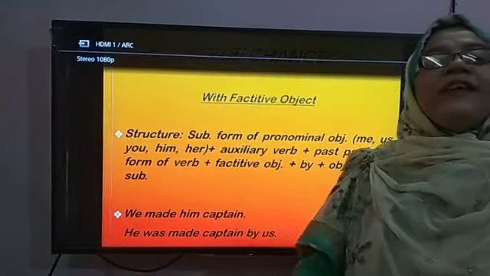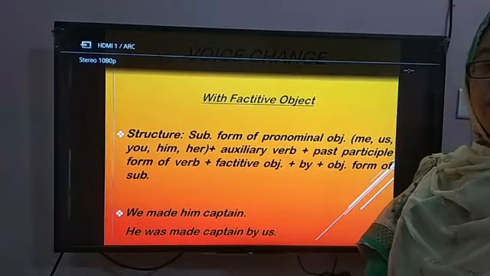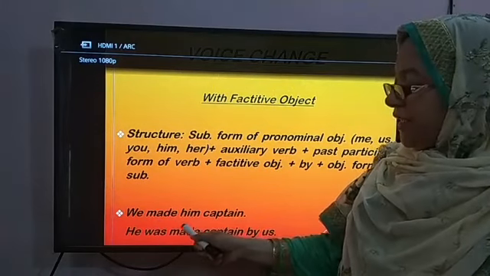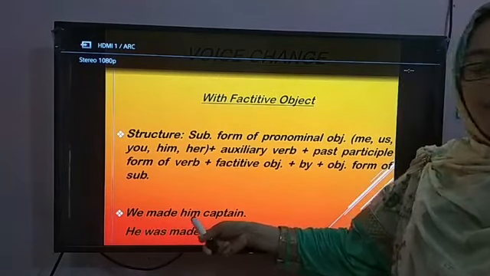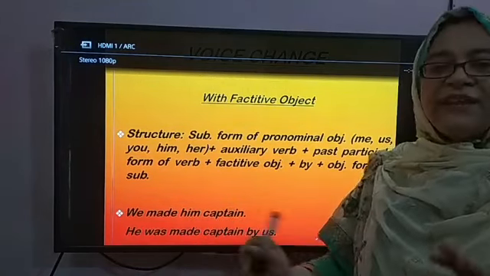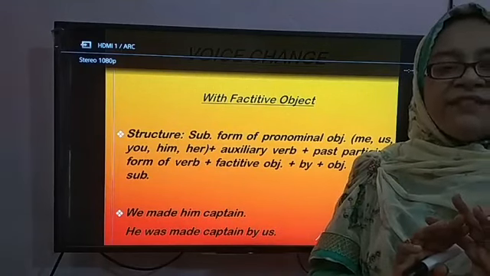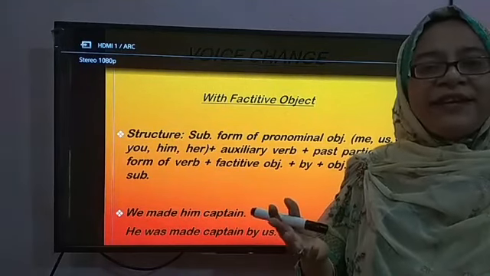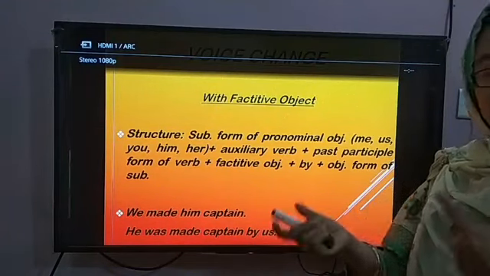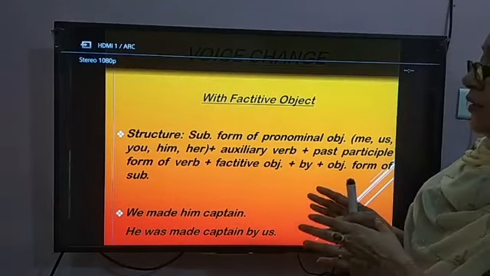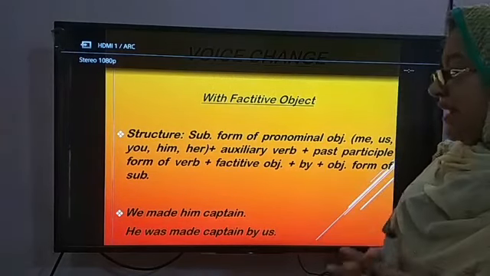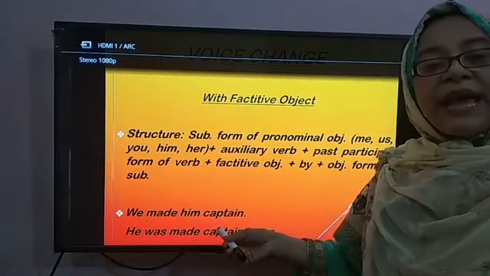Factitive object. What is a factitive object? Do you know about factitive object? Look here. We made him. Here we find subject, verb, object. But without captain, the meaning is not clear. We made him. What did we make him? So we need another new word, a complement, to make the sentence clear. We made him captain.